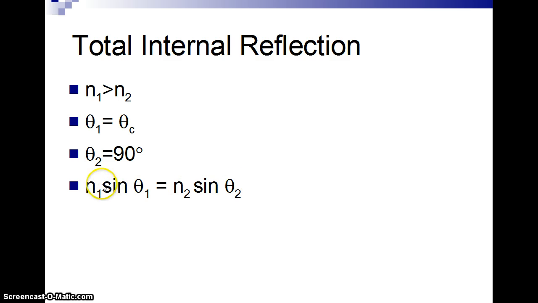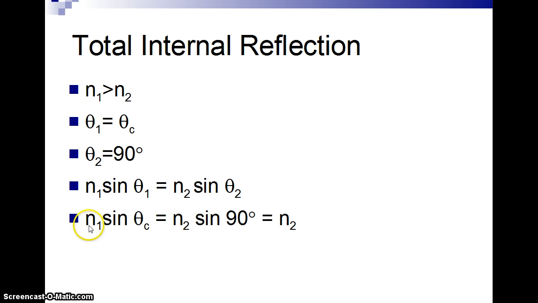So we just use Snell's law, but we're going to get a slightly different version. I'm going to plug in different values here. N1 sine of the critical angle is equal to N2 sine of 90. Sine of 90 is 1, so N1 sine of the critical angle is equal to N2. So my critical angle is the inverse sine of N2 over N1.